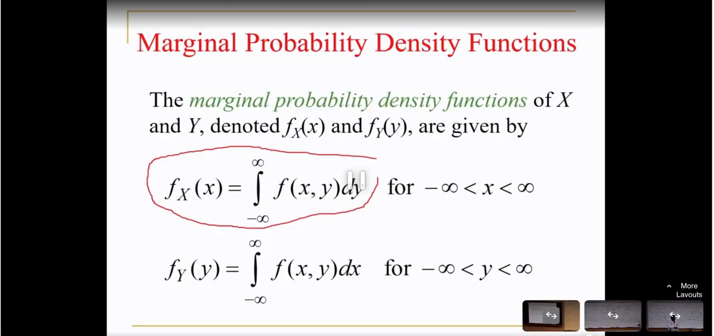And that very example, that's going to be the next one. Okay, now take a look at this. This is how we get the marginal. You integrate the joint with respect to the variable you are not interested in. Automatically, you're going to eliminate that particular variable you are not interested in. I'm going to give you an example now.